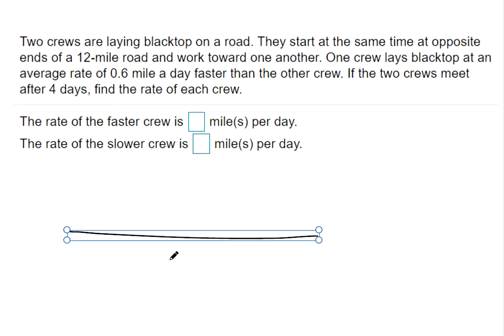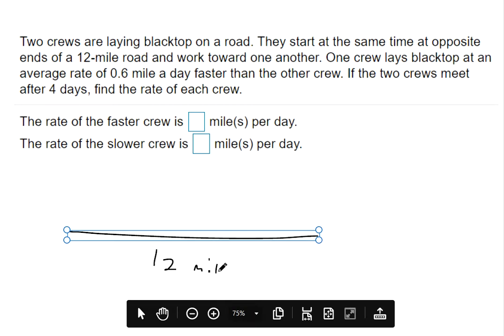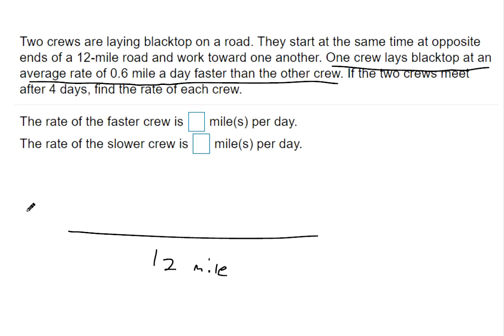I have a 12-mile road for my problem, and I've got two crews. One crew lays blacktop at an average rate of 0.6 miles a day faster than the other crew. So the rate of one crew, we just flat out have no information about it. So I'm just going to call that x.